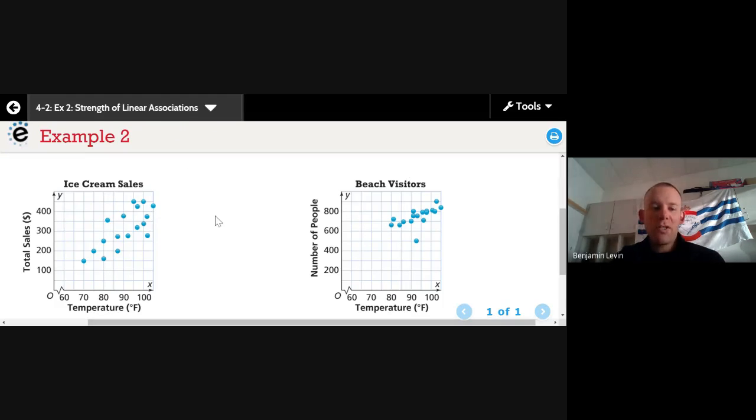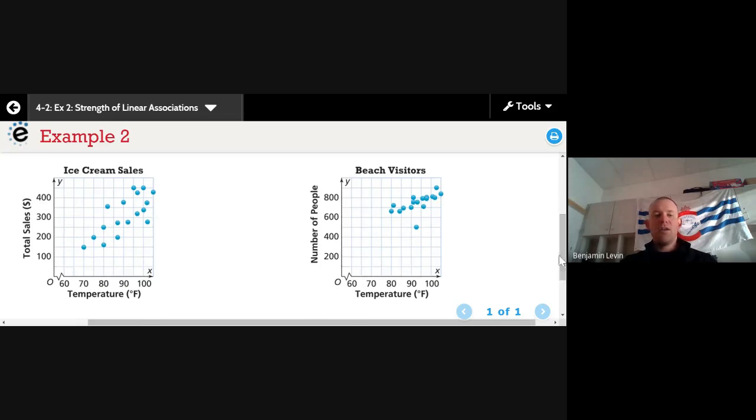These both have associations. You could draw a trend line for this ice cream sales graph and this beach visitors graph. Which one has a stronger association? What do you guys think? In the chat, just say ice cream or beach. Which one has the stronger association? And you'll have to really explain in detail, but tell me why. I might ask a couple of you why you think what you think.